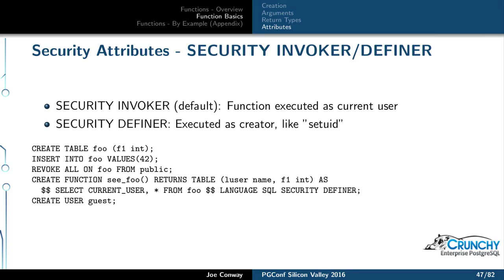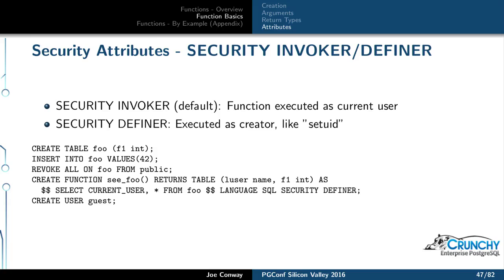Okay, security invoker and security definer. Basically, if you define the function as a security definer, it's like a set UID. Whoever created the function, when someone else executes it, that function gets executed as if it were executed by the person who created it. So if you create the function as security definer as the super user, and then you give permission to a normal user to execute that function, just for that function execution, they get access to everything as if they were a super user. The default is just security invoker, which means the function gets called as the person who called it.